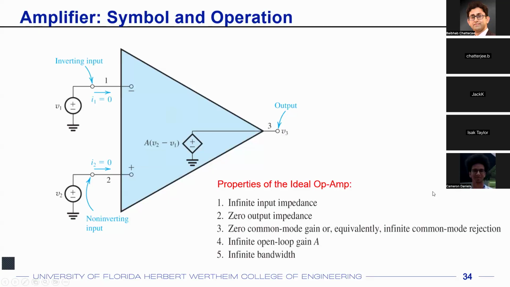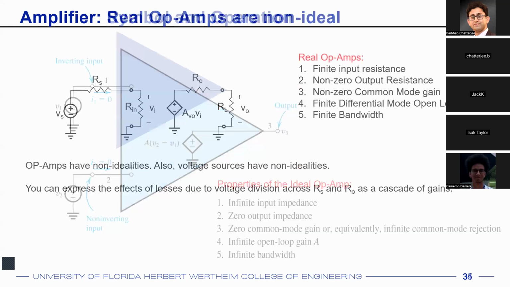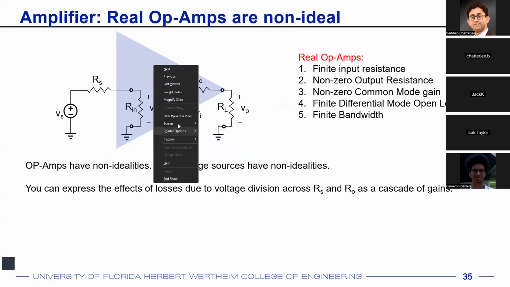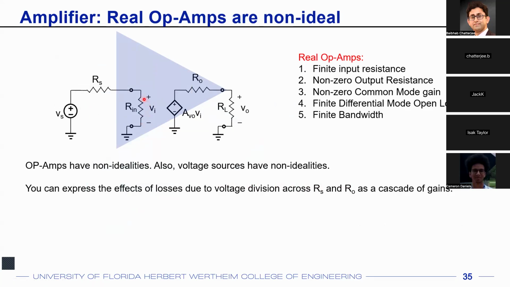You know how the ideal op-amp looks like. What are the properties of the ideal op-amp from your 3111? In this class, we'll be focusing more on real op-amps, which means that you'll have a finite input resistance, which is over here on your screen. For an ideal scenario, you'll have infinite resistance at the input. In a real scenario, you have these input terminals, the plus and the minus terminals of the op-amp, and you have a finite resistance between those two.